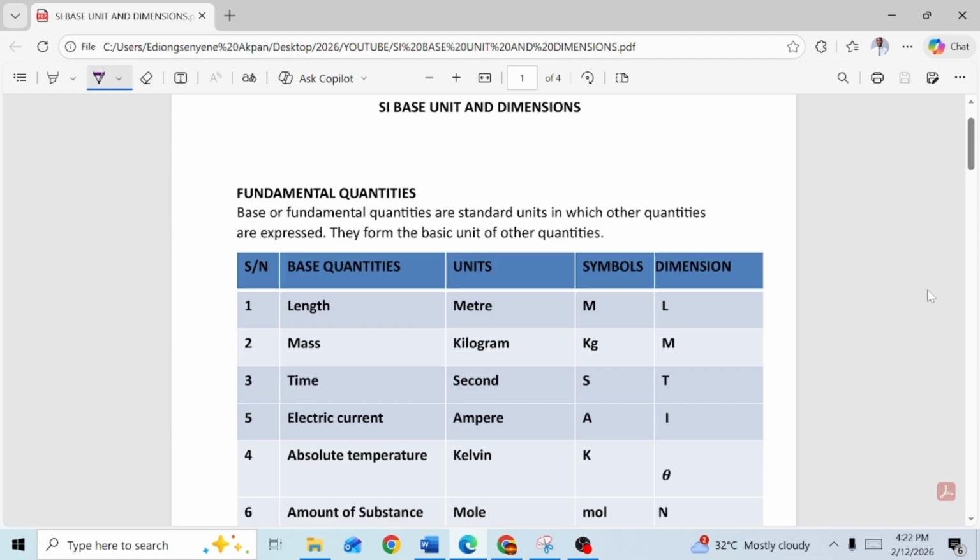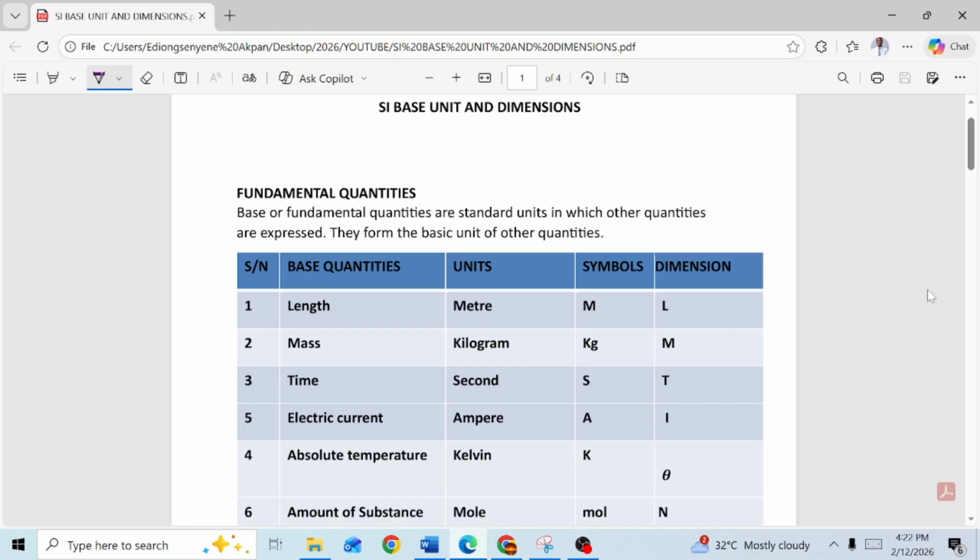Today, we want to look at base units and dimensions. This is a very important topic for JAMB and WAEC students. Base or fundamental quantities are standard units in which other quantities are expressed. They form the base unit of other quantities.